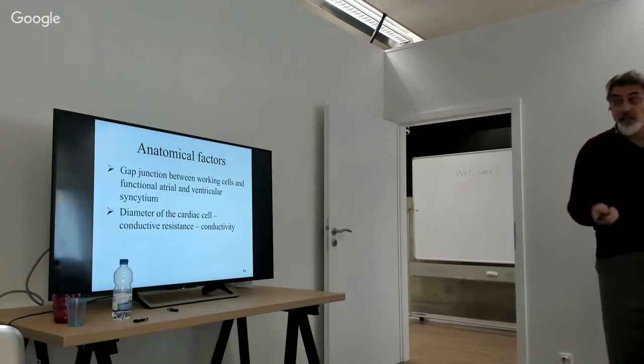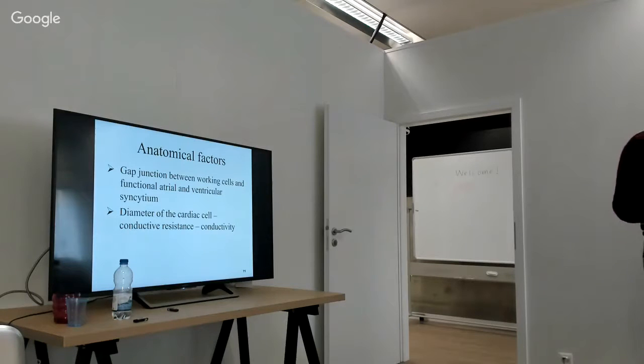Also, the diameter of the fibers is important. The bigger the fibers, the faster the velocity. Like in a tube, the ions go easily in a bigger cell. Why in the atrioventricular node is there this slowing down? Because the fibers are thin.